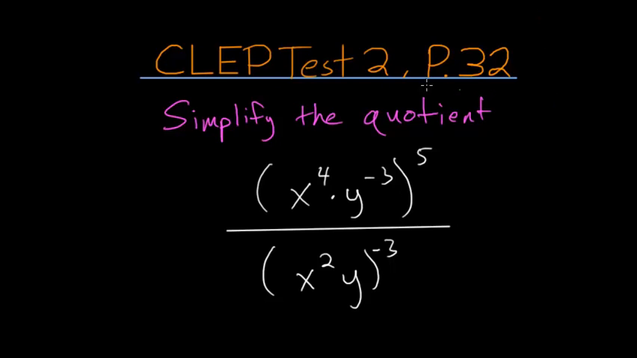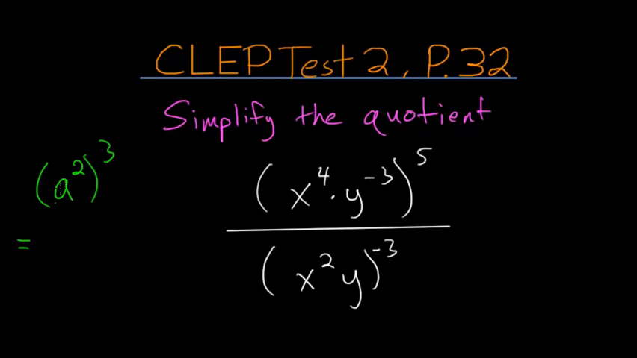In this problem, we have to simplify this quotient. And notice that we have to raise exponents to an exponent. So let's first look at a simpler example. Let's say we have a squared, and we're raising that to the third power.